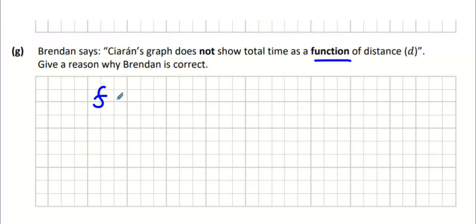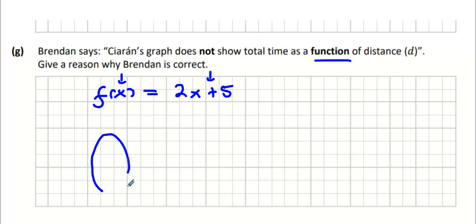So a standard function, let's say f of x, is 2x plus 5. I'm just giving you a start. There's nothing to do with the question here. I'm just showing you what a function is. So there's an input and then there's an output. The x values are known as the input. So these are the inputs. Let's imagine the inputs 0, 1, 2, and 3, and each one of them will have an output.